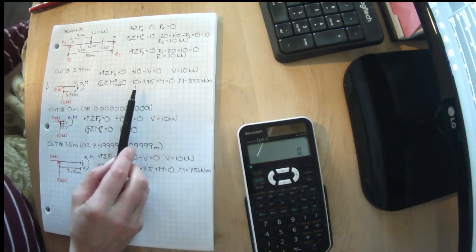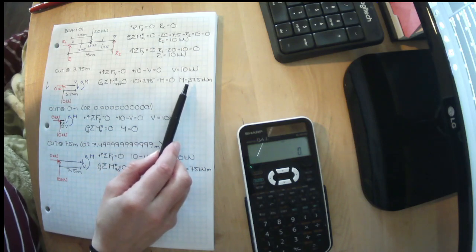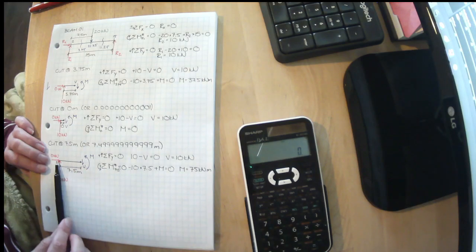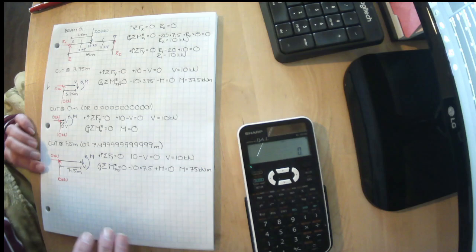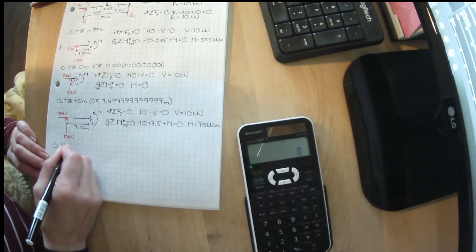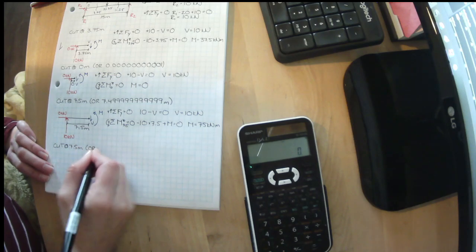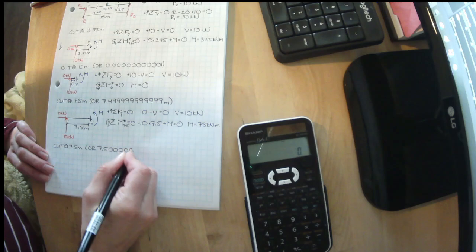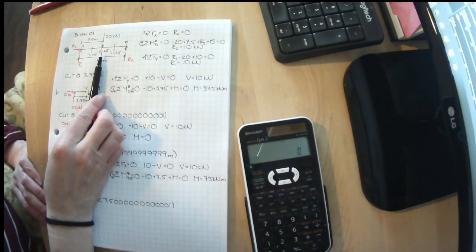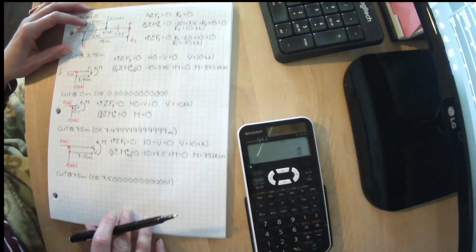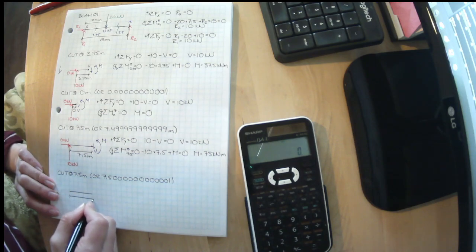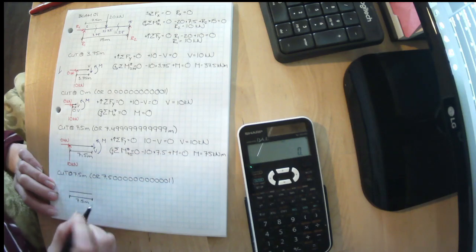If it was 3.75 meters away, I multiplied it by 10. If it was 7.5 meters away, I multiplied it by my 10 kilonewtons. Or the moment in this gets bigger as I get further away from my reaction. Let's make a cut at 7.5 meters. Or let's call this cut 7.5000000000001. So I'm going to cut it just on the other side of the 20 kilonewtons now. So just a hair past the 20 kilonewtons. So this is still pretty much essentially 7.5 meters.